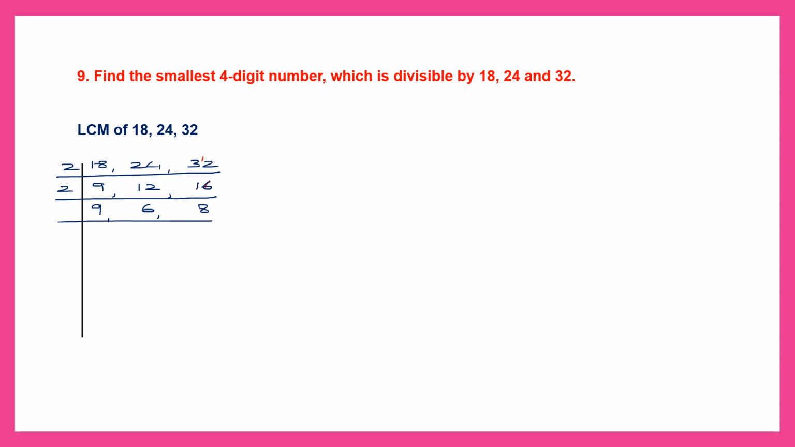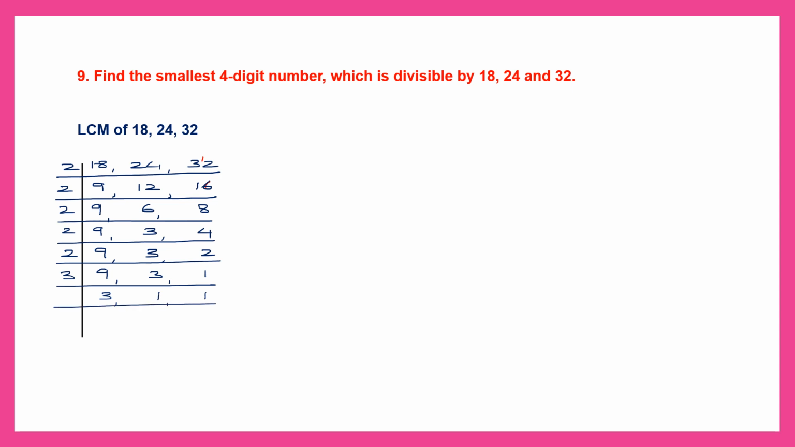We still have some even numbers. So divide by 2, bring down 9. 2 3s are 6, 2 4s are 8. We still have an even number. Let's continue. Bring down 9, 3, 2 2s are 4. Again we have an even number. So divide by 2, 9, 3, 2 1s are 2. Now let's continue with 3. 3 3s are 9, 3 1s are 3. Bring down this 1. We can continue with 3 again. 3, 1, 1 and 1.